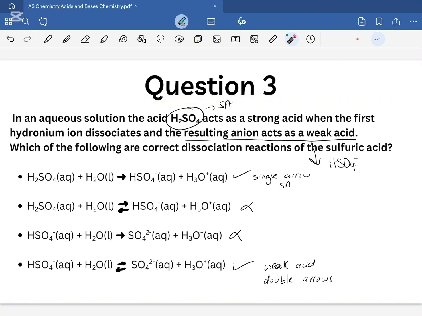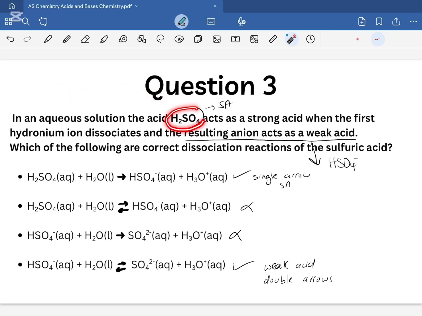Question 3. In an aqueous solution, the acid H2SO4, a strong acid, we need to know that sulfuric acid is a strong acid when the first hydronium ion dissociates, and the resulting anion acts as a weak acid. Now, when H2SO4 dissociates, it's going to give HSO4 minus plus the H plus. So this is the resulting anion, and this resulting anion is going to act as a weak acid.